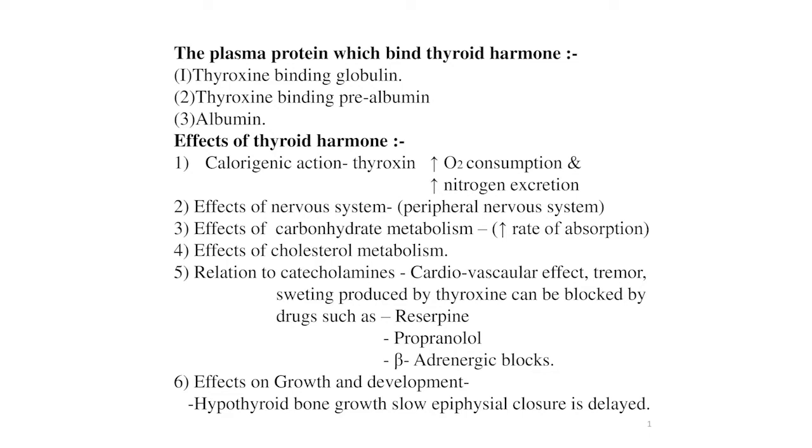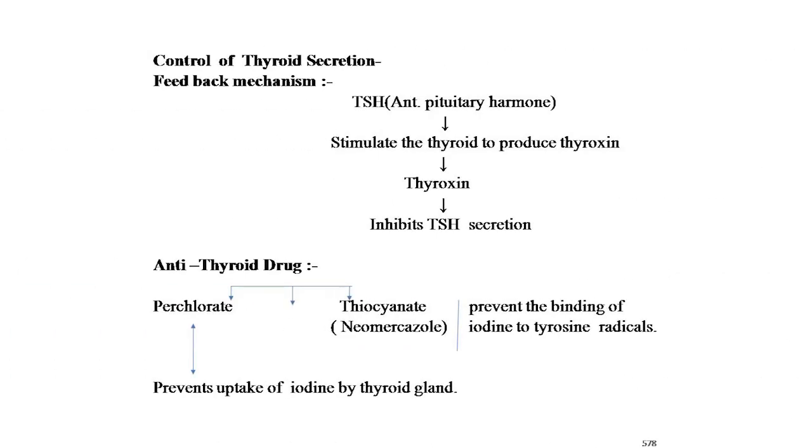Effects on growth and development. In hypothyroidism, bone growth is slow and epiphyseal closure is delayed. Now the control of thyroid secretion: there is a feedback mechanism. TSH, which is an anterior pituitary hormone, stimulates the thyroid to produce thyroxine. Thyroxine in its turn inhibits TSH secretion, which is known as the feedback mechanism.